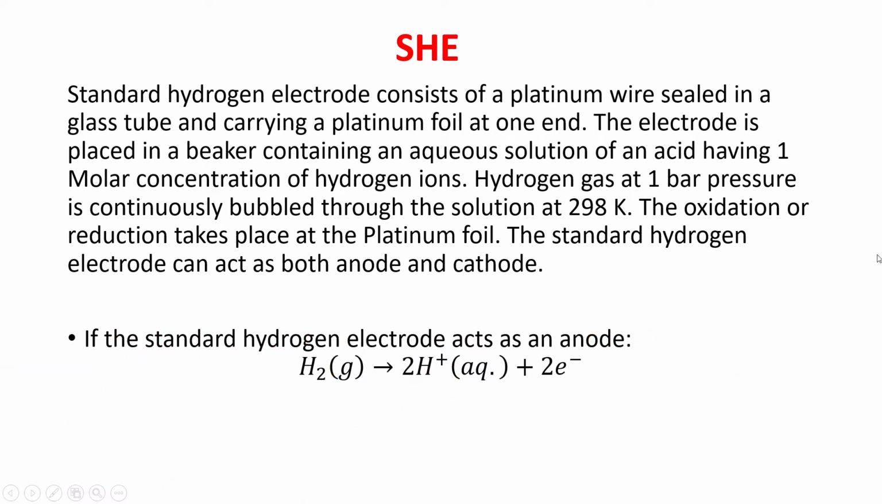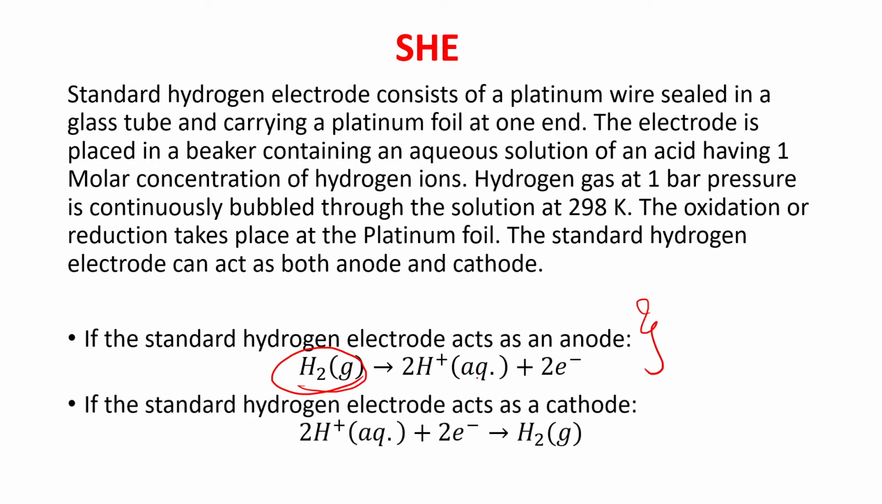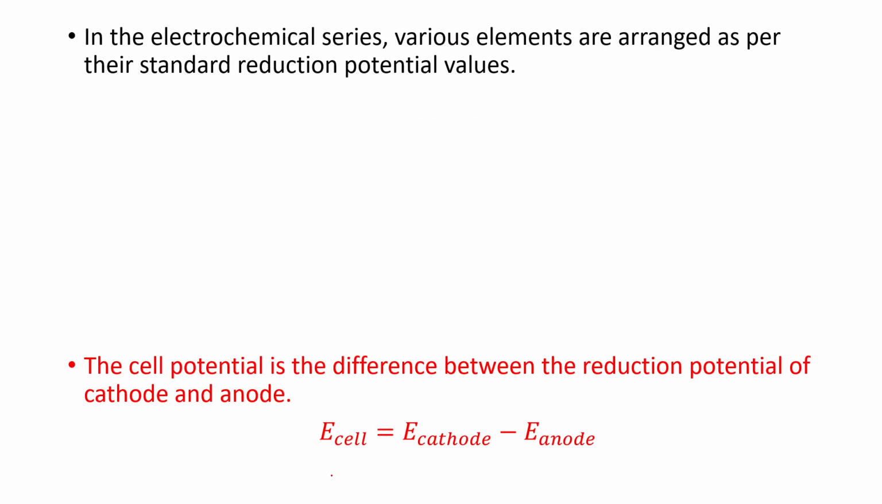The standard hydrogen electrode could act as anode and cathode. As I said, if it is acting as anode, then the hydrogen gas bubbles that are added will convert into H positive ions and the electrons will be released. And if it is acting as cathode, then the ions present in the electrolyte, the 1 molar H plus solution, will gain electrons and will convert into H2 gas.